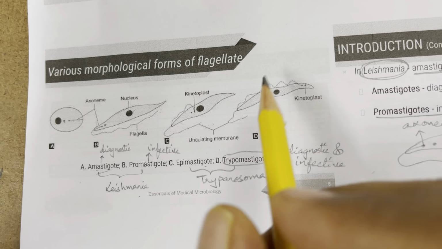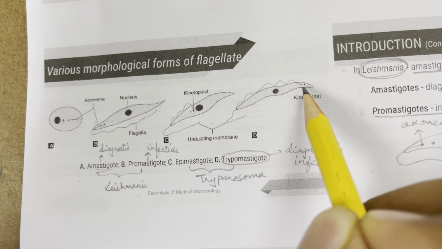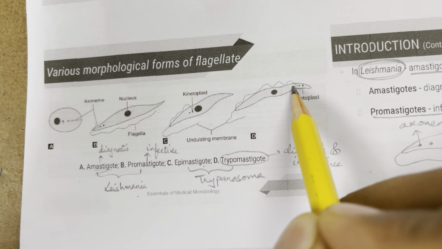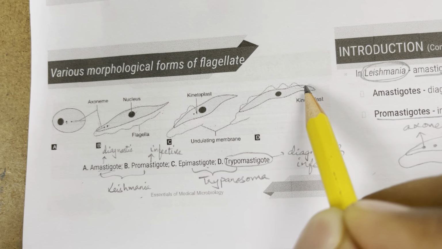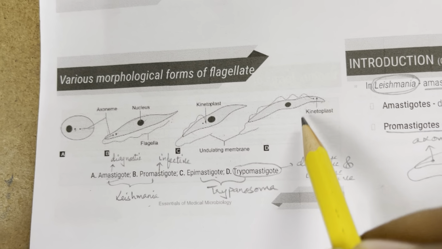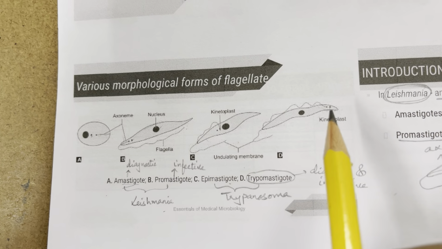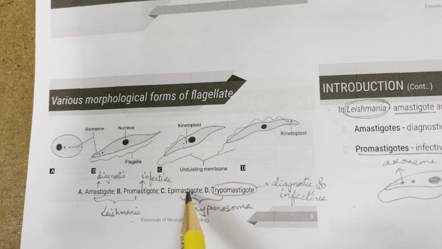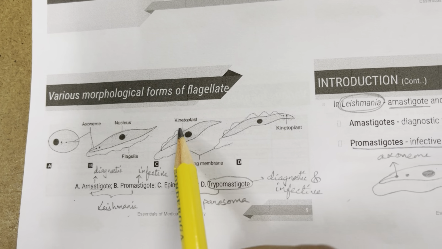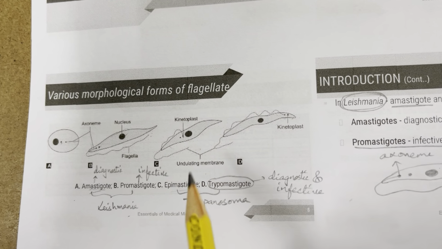And finally the trypomastigote, again it is the axoneme which gives rise, but this time, though it is spindle shaped, the kinetoplast is in front of the axoneme. So only in the epimastigote form do you have the kinetoplast giving rise to the flagellum.